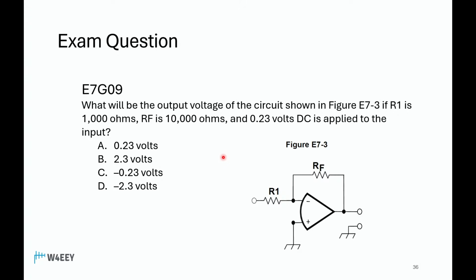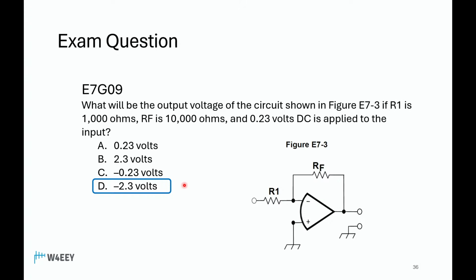We walked through this one, so you might just remember the answer, but what will be the output voltage of this circuit if R1 is 1,000 ohms, RF is 10,000 ohms, and 0.23 volts DC is applied to the input? Delta. Yep, that is Charlie. Now notice something here. They give you all kinds of ways to get this wrong. So you need to think through this a little bit. First thing is the gain. 10,000 ohms to 1,000, so the gain is going to be 10. You're applying 0.23 volts in, times 10 is going to be 2.3.